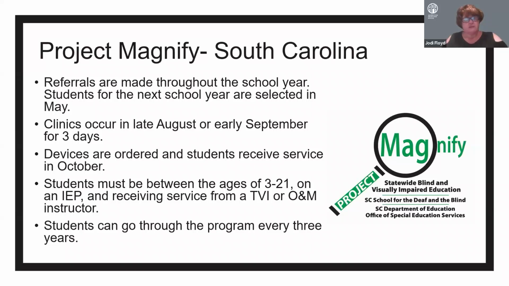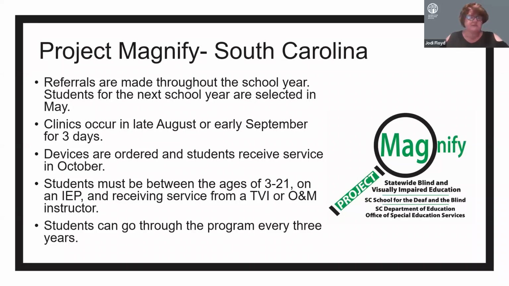Clinics generally occur sometime in late August or early September during the beginning of the school year, and they occur over 3 days, potentially 4, depending on where our need is for students, or the highest need. But generally they're held in Spartanburg, in Columbia, and then again in Charleston, so that we've split the state into 3 areas for students and families to travel to. The devices are generally ordered in September, beginning of October, and then delivered to students by the end of October, 1st of November, that we're beginning to work with the students in their district.